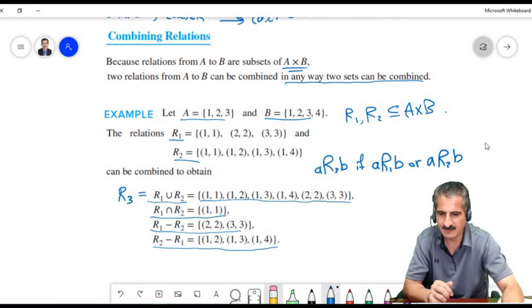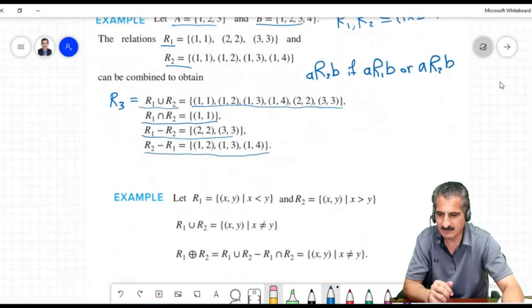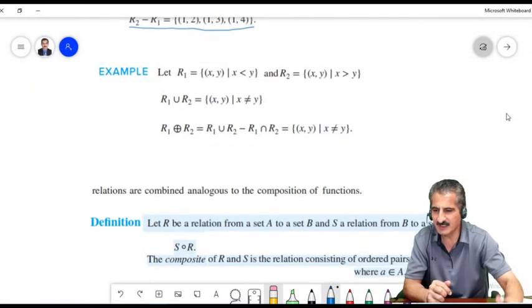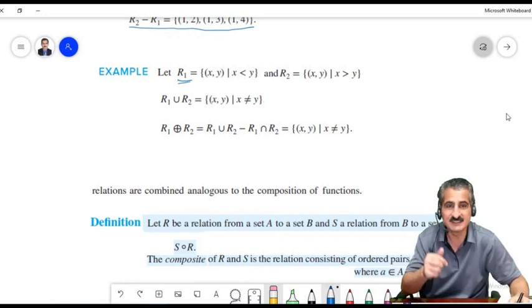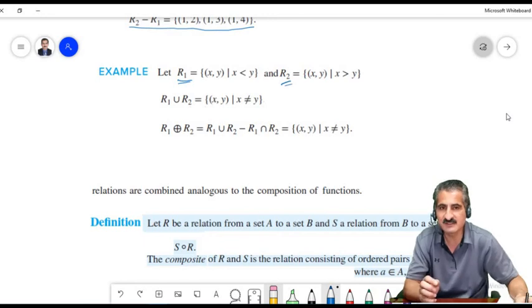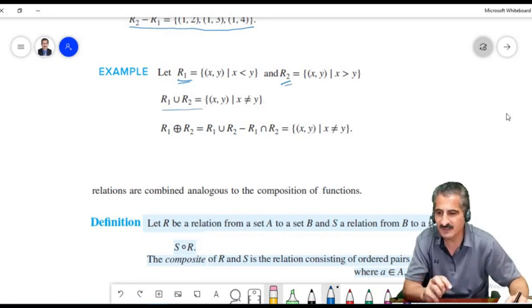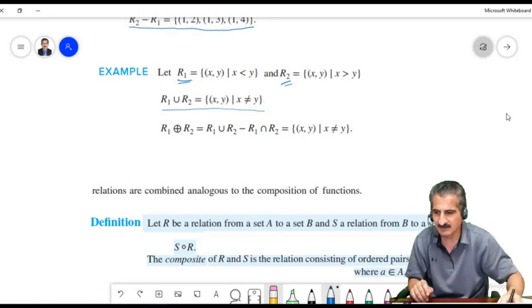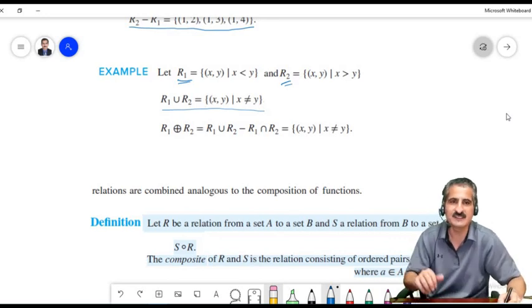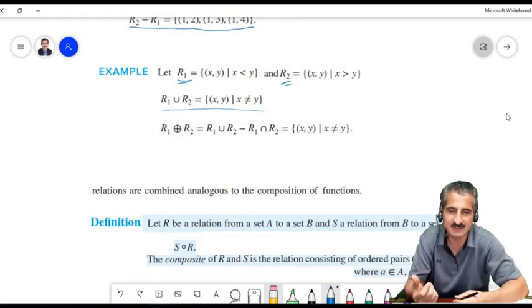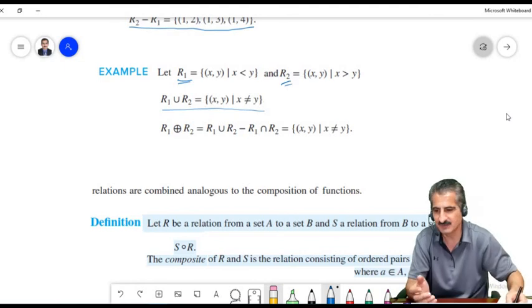Okay, now let us see other examples of that. Let R1 be: x is related to y if x is less than y, and R2 if x is greater than y. Then according to their union, x is related to y if x is less than y or x is greater than y, but they are not equal. So you can see it here.